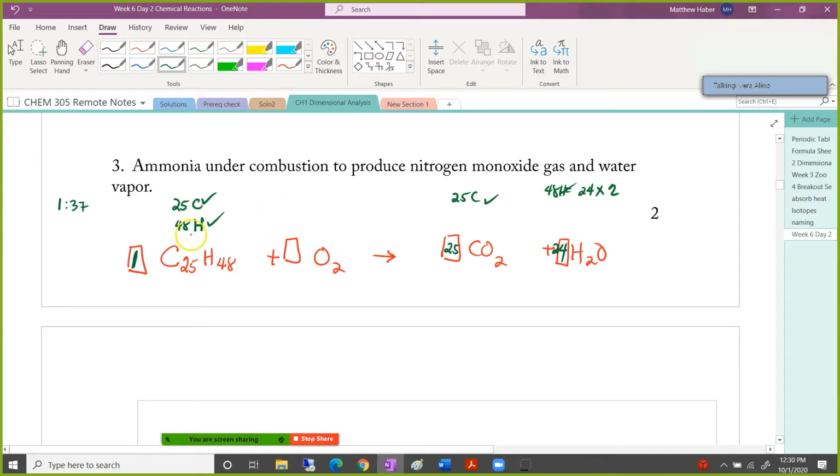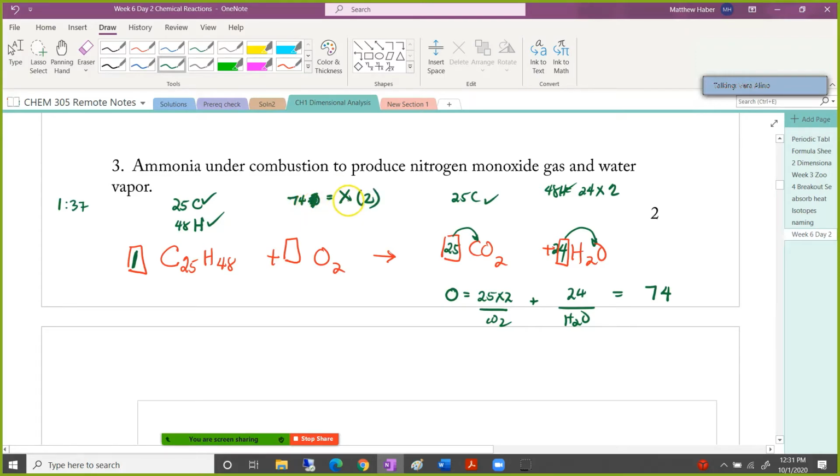What's left is to balance oxygen. I'm going to do the right side first because now all of their coefficients have already been filled. The number of oxygen atoms on the right side is 25 times 2 from carbon dioxide, and the number of oxygen atoms in water is 24 times 1. So that's 24 plus 50, which would give me 74. And I need to have 74 oxygen atoms on the left side as well. So what would that coefficient be? If I'm going to multiply it by 2, it's going to give me 74.